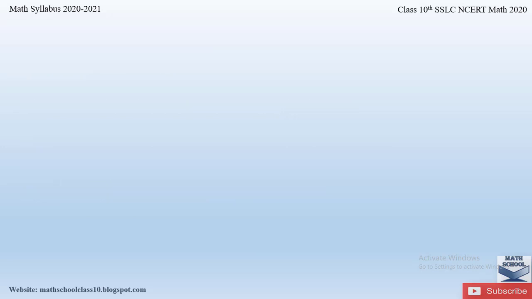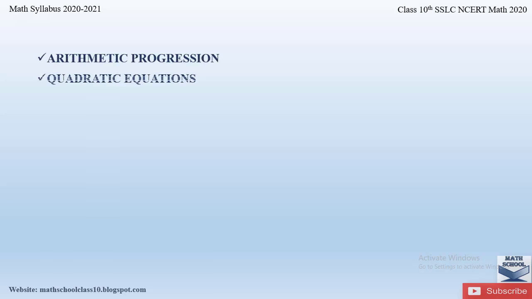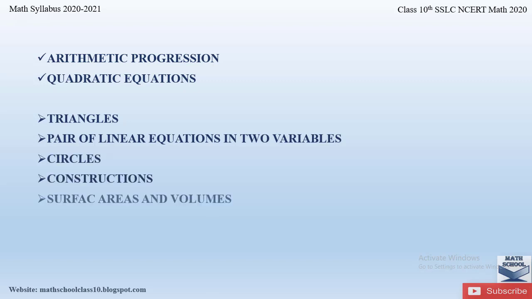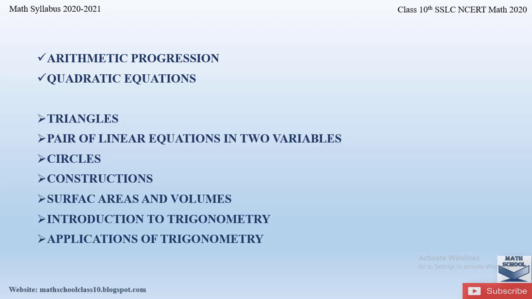So in my videos, you must have seen that I have completed the whole arithmetic progression and quadratic equations. I have also completed the real numbers chapter, but that chapter has been removed for now. So let me tell you which is the next chapter I'm going to take up in my videos. The next chapter would be triangles. After that, I'll be taking up pair of linear equations in two variables, then circles, then constructions and surface areas and volumes, and then we will go with introduction to trigonometry and applications of trigonometry, and the last chapter we will be dealing with is statistics.